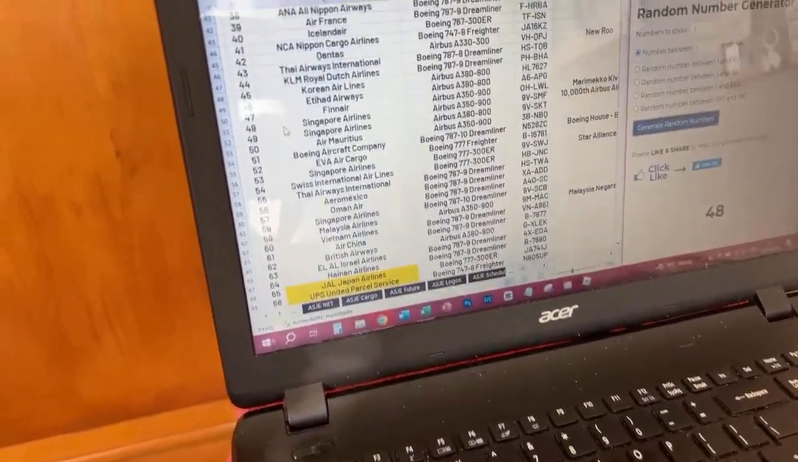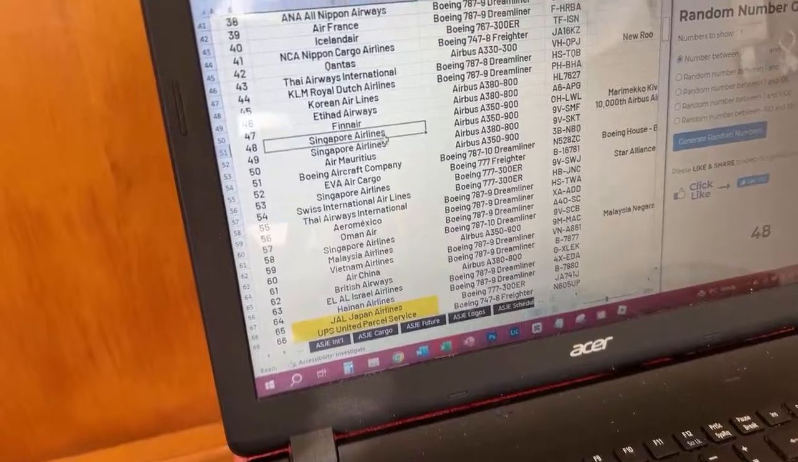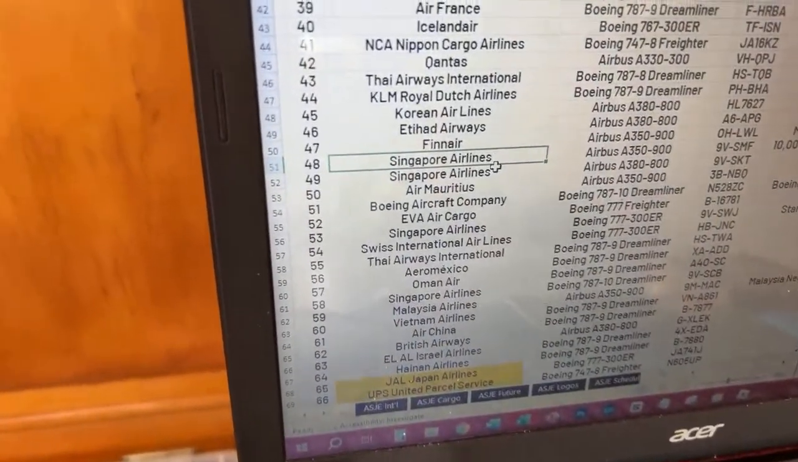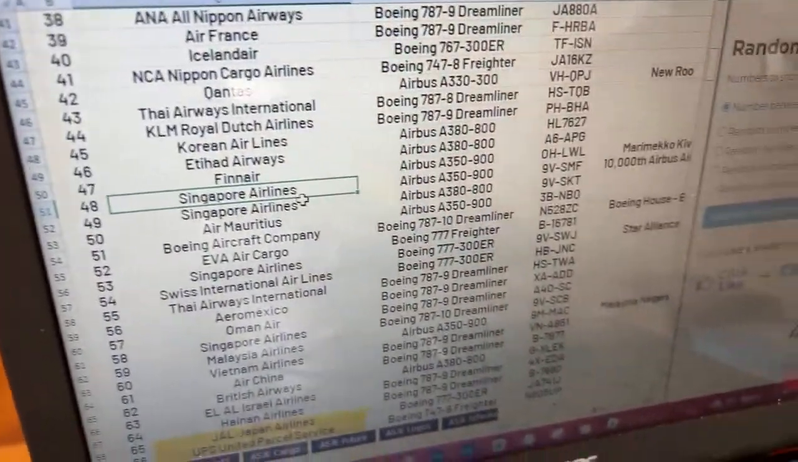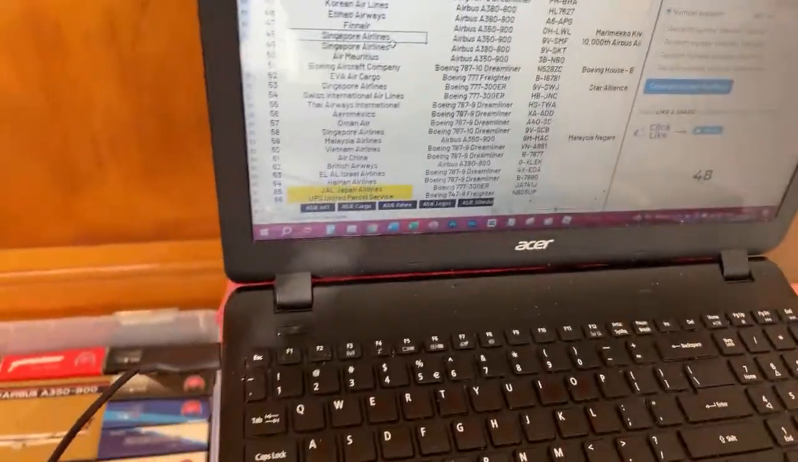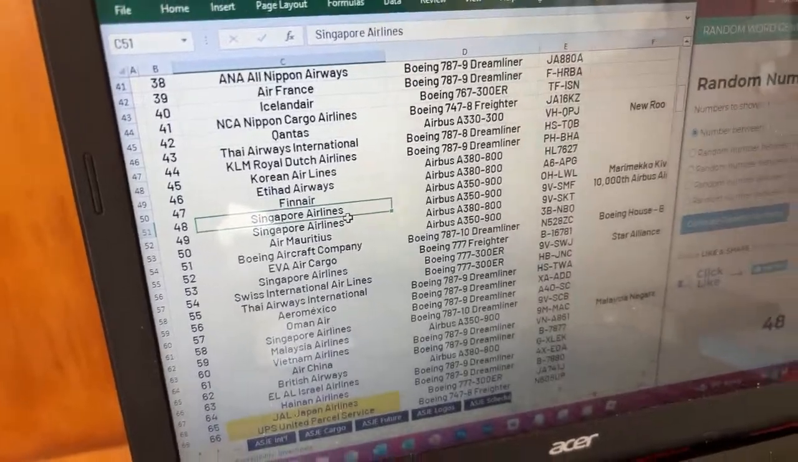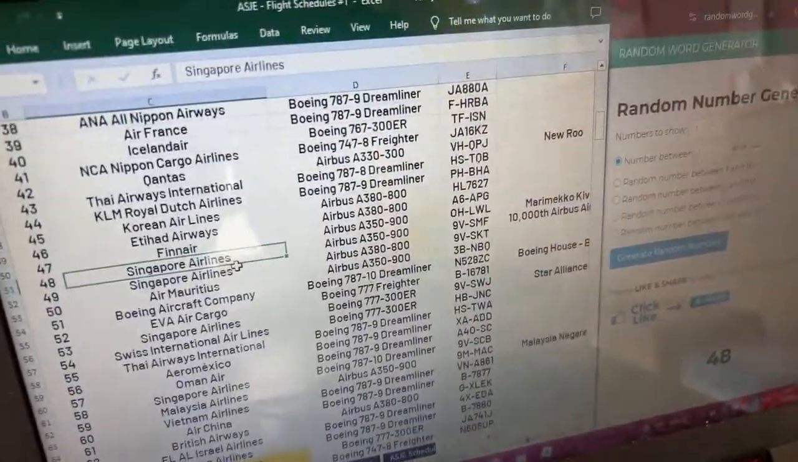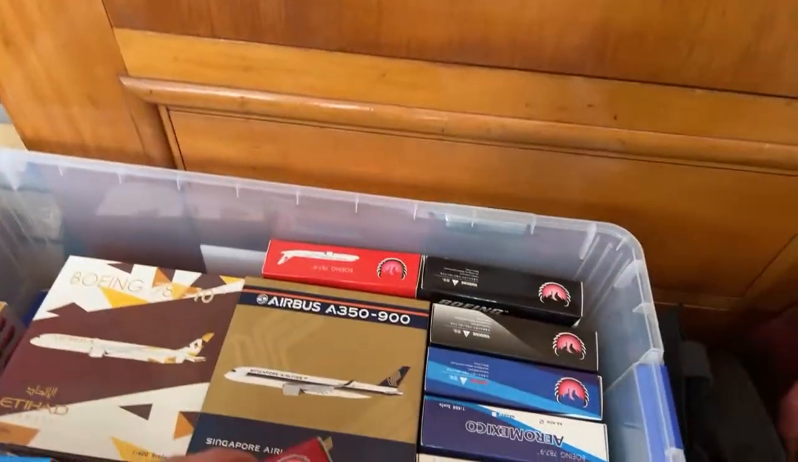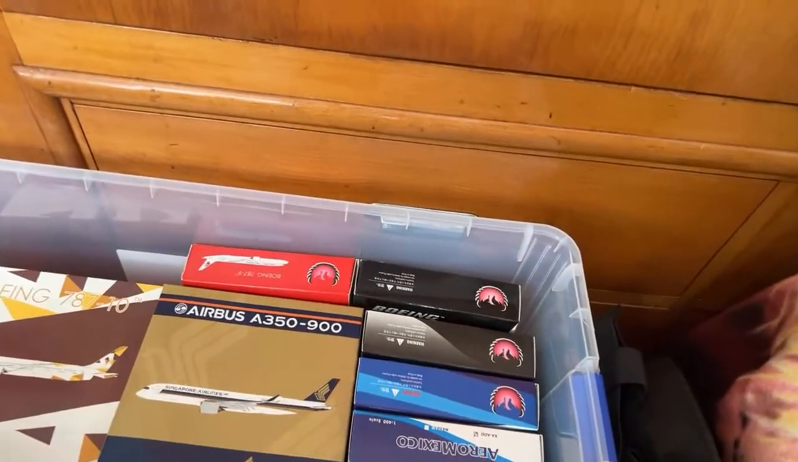Number 48 is this one right here. Oh yes, one of my favourites. One of my favourites in my collection. I'm happy to get this one out. This is the Singapore Airlines Airbus A350-900. This is Sierra Mike Foxtrot, the 10,000th Airbus aircraft, ironically, sitting right at the top here.